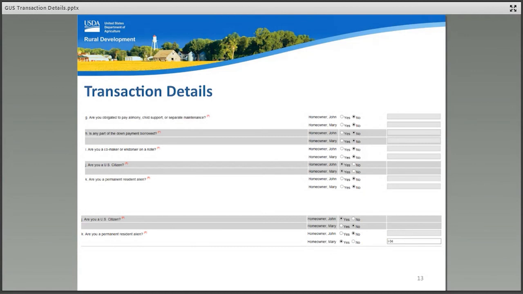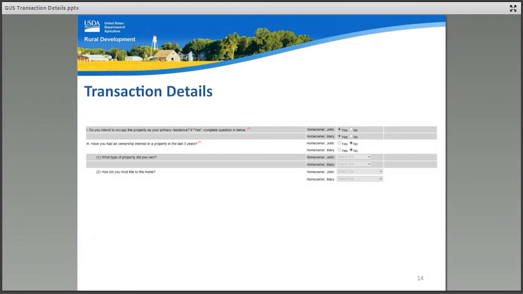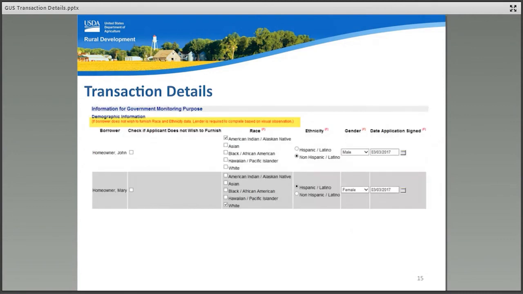This screen shows declarations G through K. When an applicant is not a U.S. citizen, the user must secure documentation to evidence they are in the United States legally and permanently. This screen shows declarations L and M.